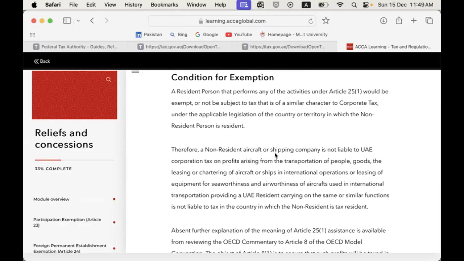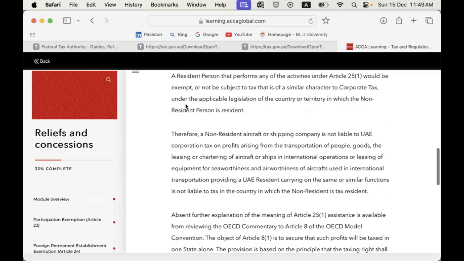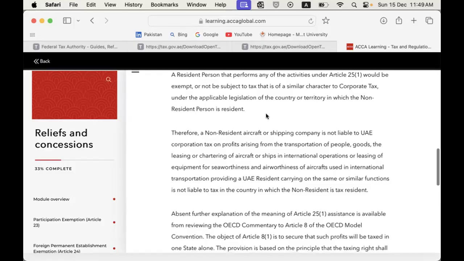But what are the conditions of exemption? I think reciprocity will be one condition. The exemption has to be reciprocal. A resident person that performs any of the activities would be exempt or not subject to tax that is of a similar character to corporate tax under the applicable legislation of the country or territory in which the non-resident person is resident. The person who is operating such aircraft and ships, etc., should be exempt in the home country, first of all.